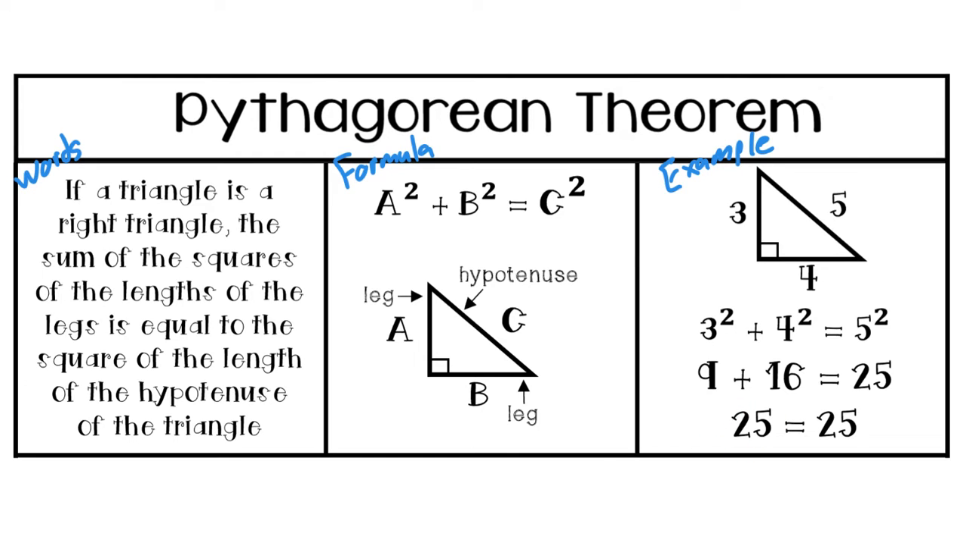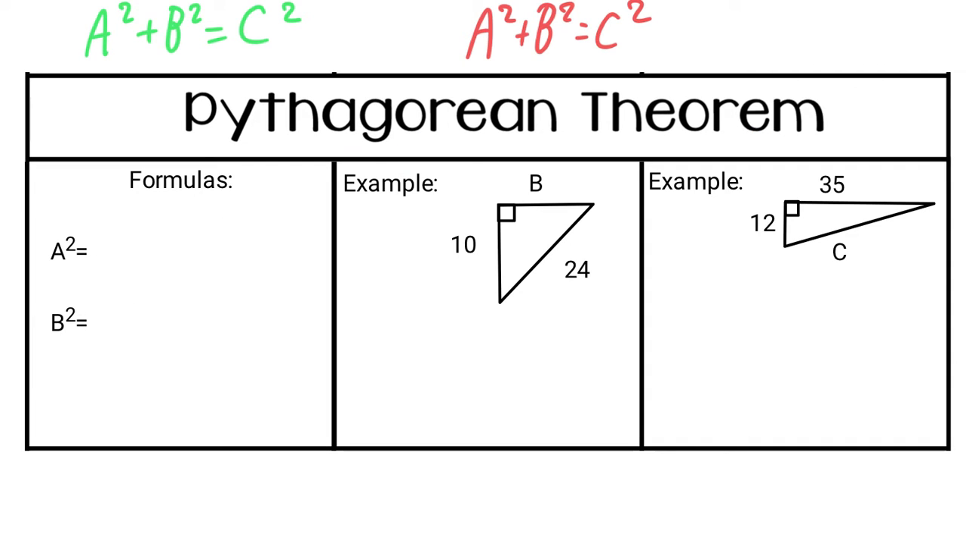Now, on the right side, we start off with the hypotenuse c squared. So 5 squared is 25. Since 25 is 25, we know that we have satisfied the Pythagorean theorem. In the previous example, we used the Pythagorean theorem, a squared plus b squared equals c squared, to solve for the hypotenuse c. However, what if we want to find the length of a leg? So let's try that out.